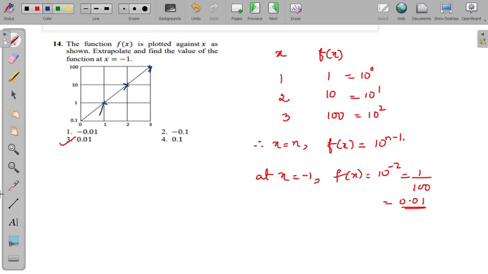So 1, 10, 100. This is 10 to the power 0, 10 to the power 1, then when it is 100 means 10 to the power 2. When it is n, 10 to the power n minus 1, one less. So at x equal to minus 1, I want f of x, which is 10 to the power minus 1 minus 1, minus 2, 1 by 100, which is 0.01. So the answer will be the third option.